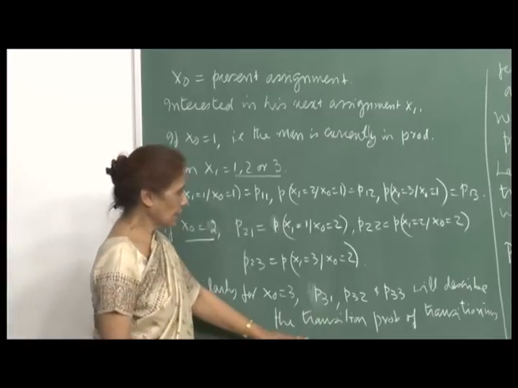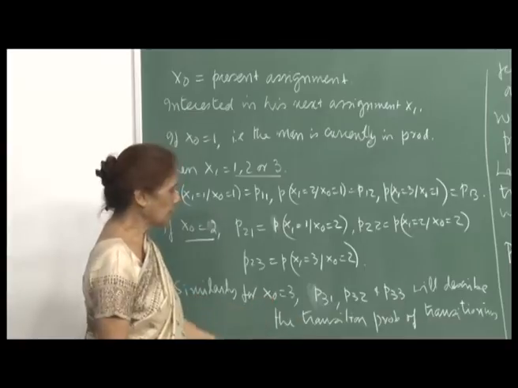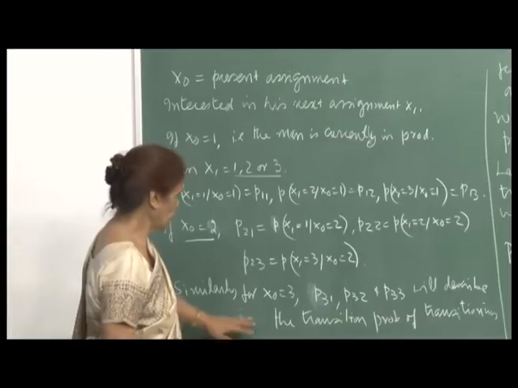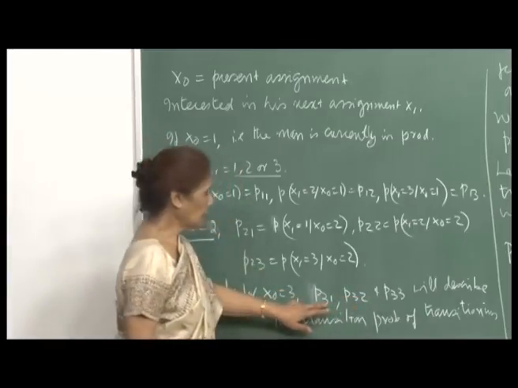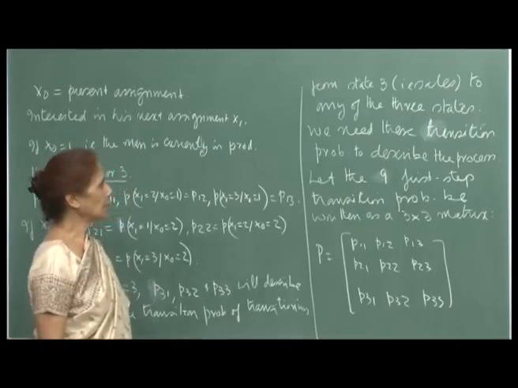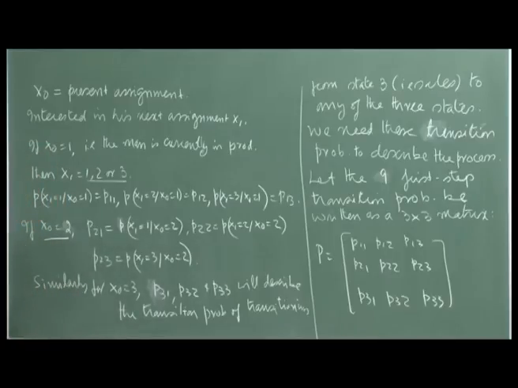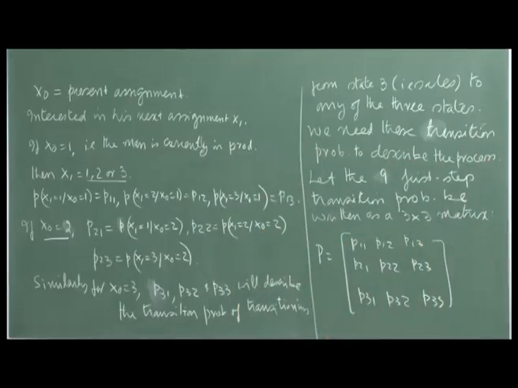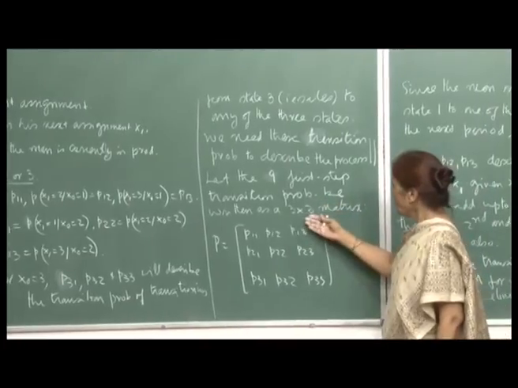So these we call one step transition probabilities, I am not saying it all the time, but that is understood. So here these 3 probabilities give you the transition probabilities of transitioning from state 3 to any of the 3 states. Now of course we will see that this is not a complete description of the process, and as we go along we will find out what more we need, but let us first look at this. So now the 9 first step transition probabilities can also be written as a 3 by 3 matrix.